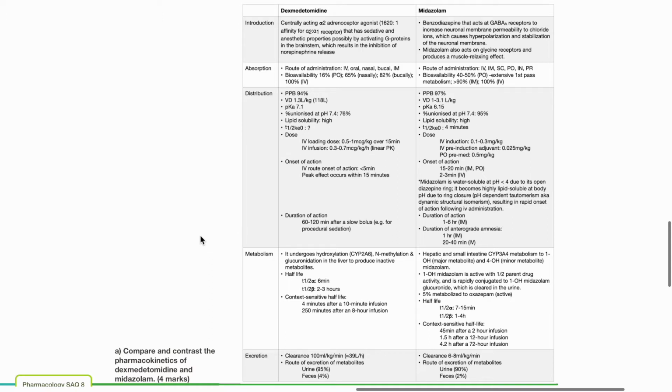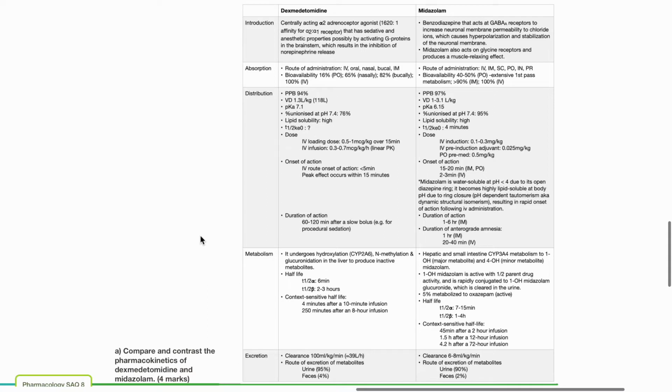Distribution of midazolam. Protein binding 97%. Volume of distribution is 1 to 3.1 liters per kg. pKa is 6.15. 95% is unionized at pH 7.4. Midazolam has high lipid solubility. Half-life KEO for midazolam is 4 minutes.